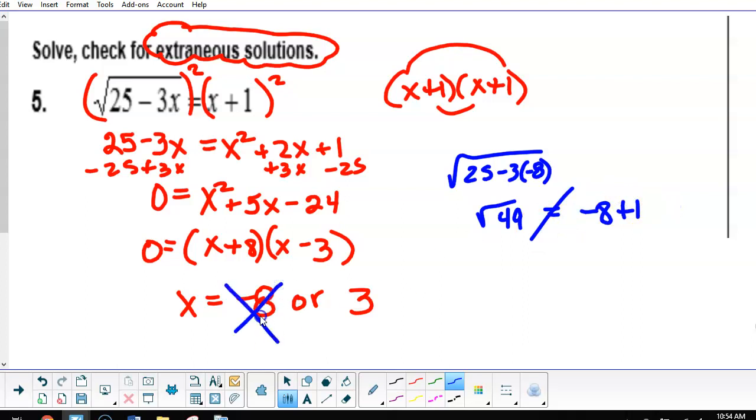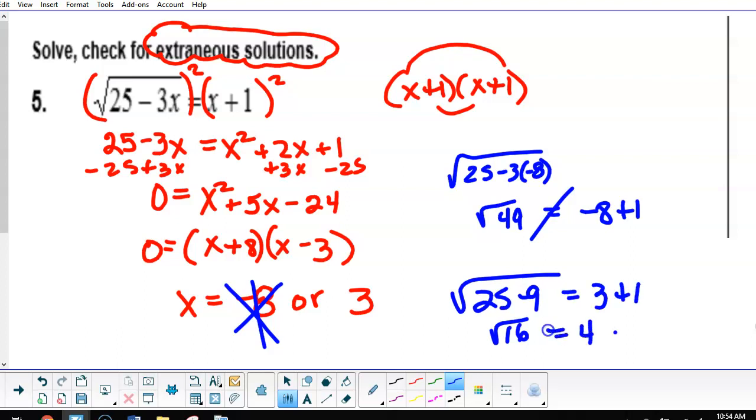So this is extraneous. If we put a 3 in, we get 25 minus 9, which is 16, right? And 3 plus 1 over there is 4. That seems like it's checking. So what would I see if I graphed that square root and that line? They would intersect exactly once when x is 3, right?